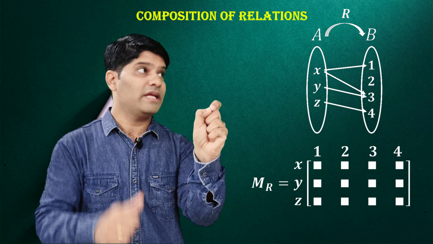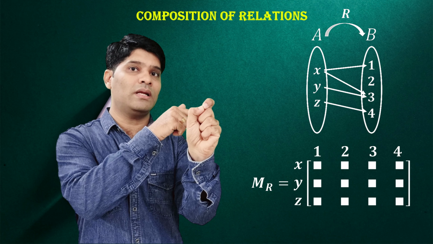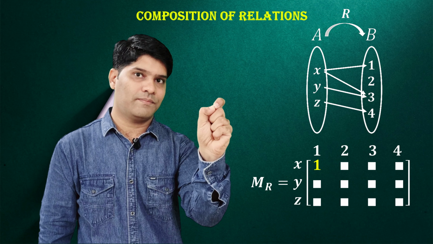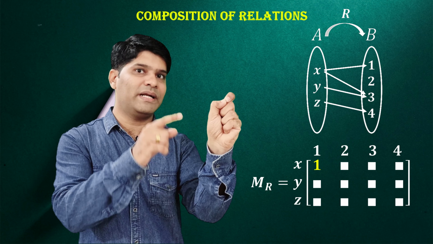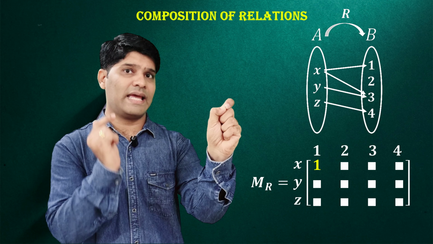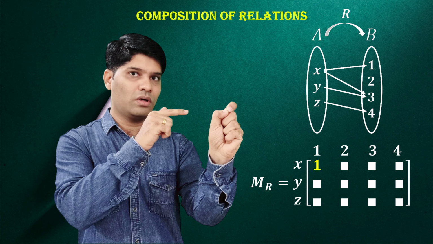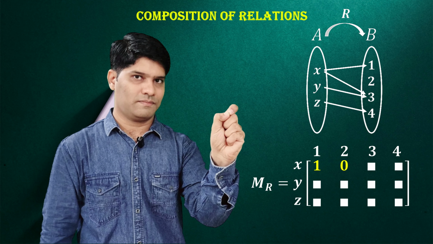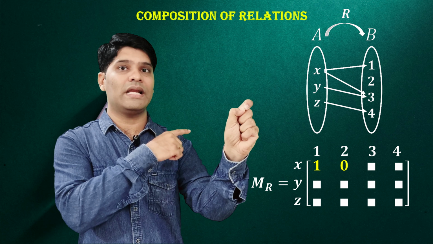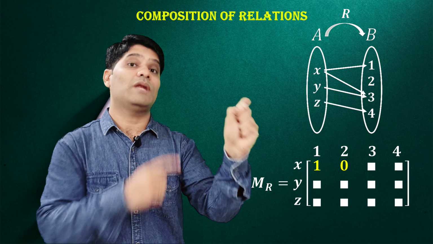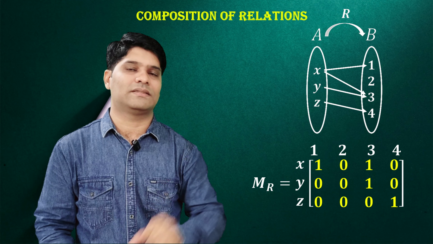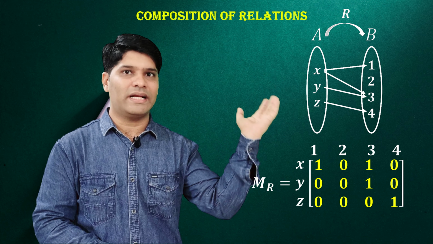Okay, and then we will just see the first entry which is corresponding to (x, 1). Now in my relation, is x related to 1? Yes, it is related. So we will put 1 over there. Further, the next element is corresponding to (x, 2). Now in my relation, is x related to 2? No, right? So we will put 0 over there. Next is corresponding to (x, 3). Is x related to 3 in my relation? Yes, so I will put 1. And likewise, we can fill all the elements of this matrix. This is the matrix corresponding to that relation.